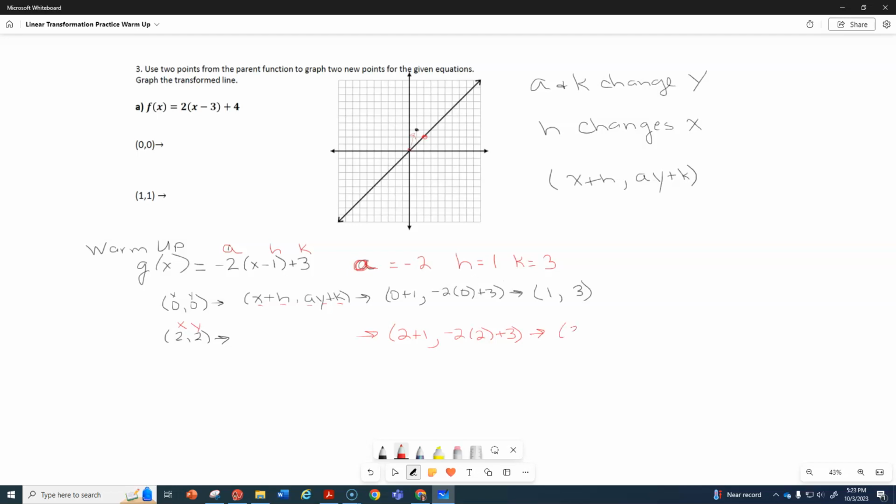2 plus 1 is 3, and -2 times +2 is -4. -4 plus 3 is -1. So this point, 2, 2, is going to end up being at 3, -1. So this point went here.